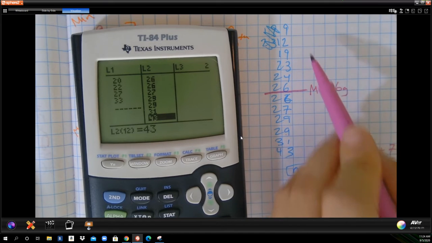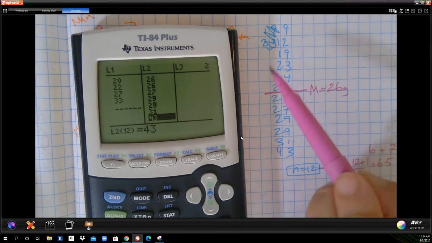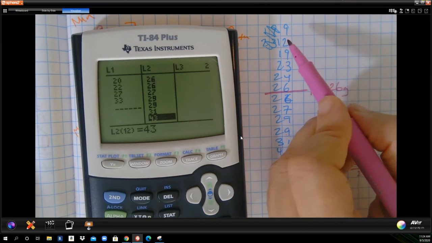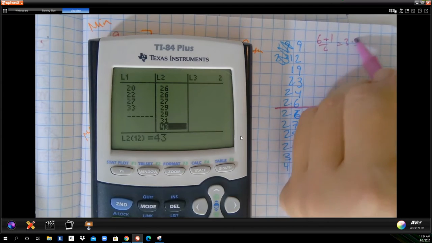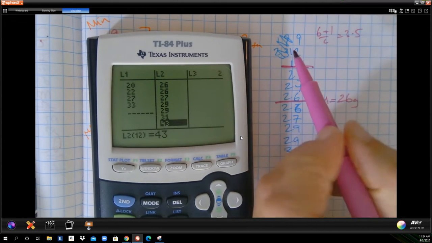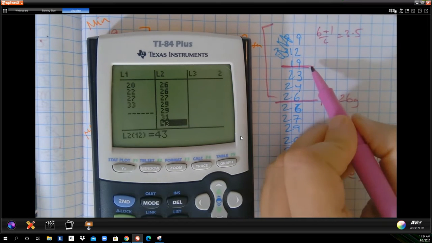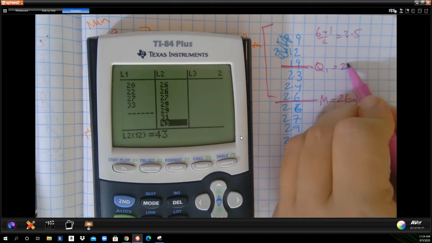Now I have a lower half and an upper half. To find the Q1, I'm going to find the middle of the lower half. There are 6 numbers in my lower half. So if I'm doing this again, I'm going 6 plus 1 over 2 gives me a 3.5. That makes sense. Right here is how I cut this whole section in half, right? So now my Q1 is going to be halfway between 19 and 23, so 21.